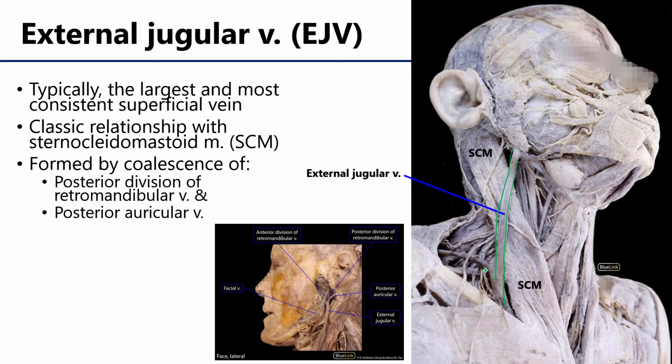The EJV is formed by the coalescence, or the coming together, of the posterior division of the retromandibular vein. Here's the retromandibular vein coming down, typically through the parotid gland, and it has anterior and posterior divisions. That posterior division comes together with another vein called the posterior auricular, which drains regions posterior to the ear, to form the EJV. So in your second week lab session, as you reflect away the platysma, the EJV will be just deep to that.